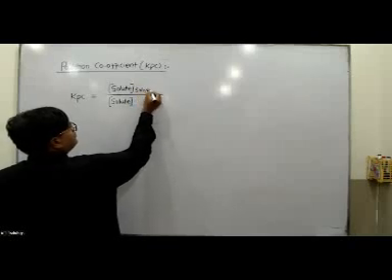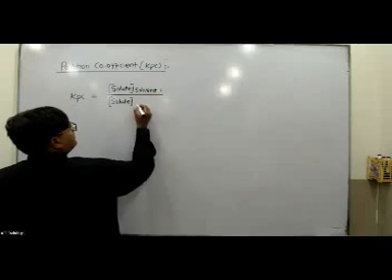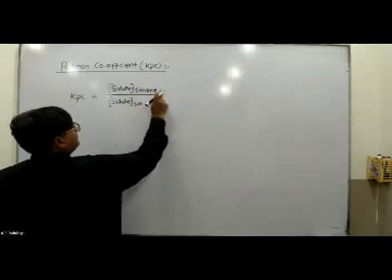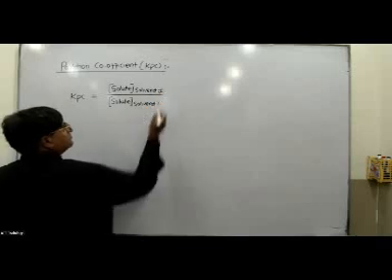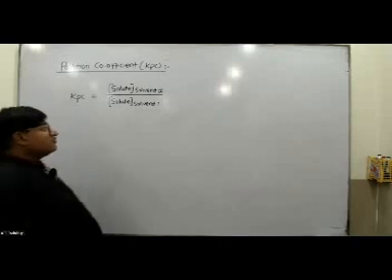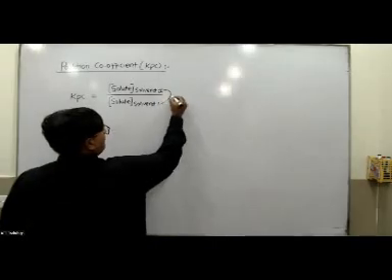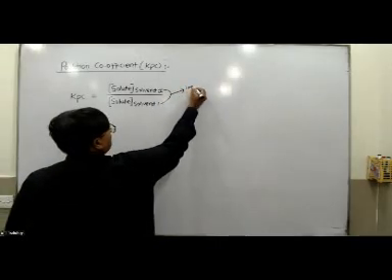So it is the concentration of the solute in two different solvents. Let's suppose this one is solvent 1, and this is solvent 2, in such a way that the two solvents are immiscible in each other.